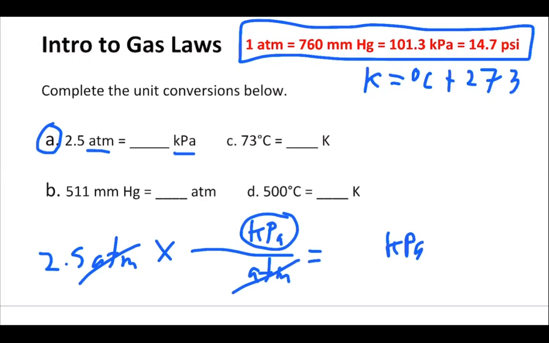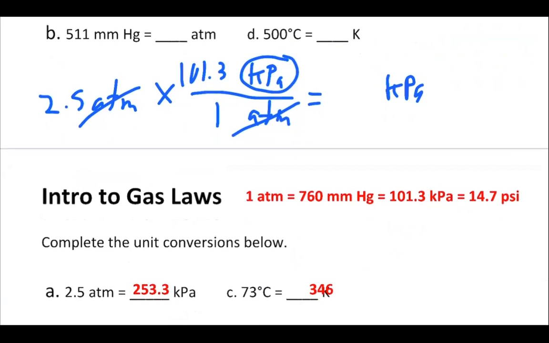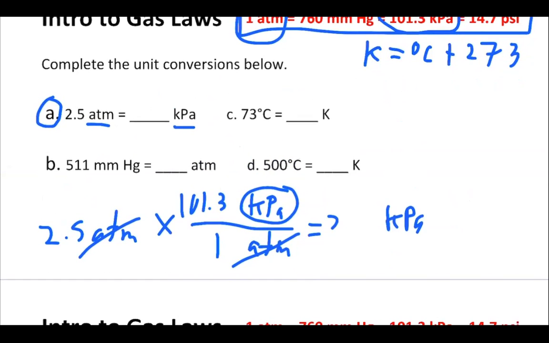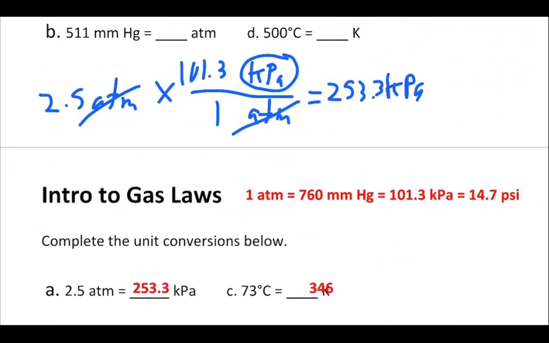I need to find that relationship. If you look up here in the conversion box, 1 atmosphere is the same as 101.3 kilopascals. So 1 atmosphere on the bottom, 101.3 kPa on top. Do the math and you get a big number, 253.3. So put that in there. Okay, temperature is super straightforward. If I need to know the kelvins, then I know that it's going to be 73 degrees Celsius plus 273, which comes out to be 346.